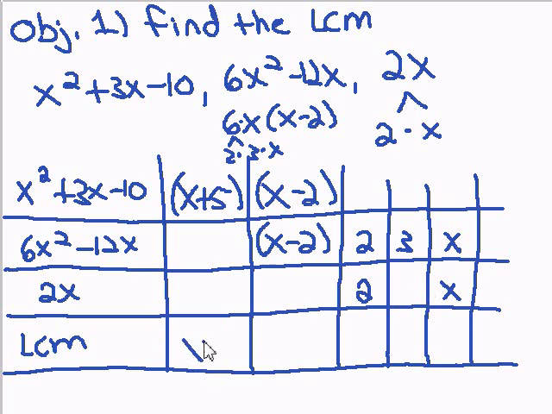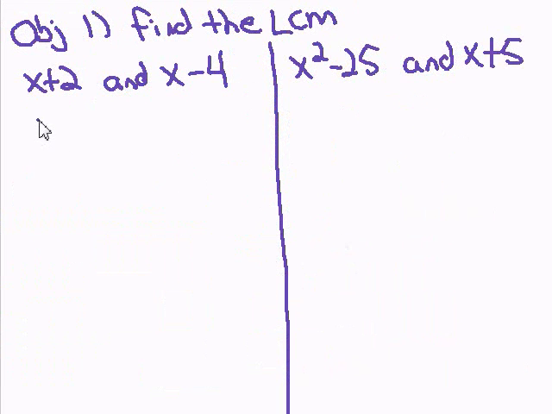Okay, let's write out all of our factors: x plus 5, x minus 2, 2, 3, and x. And there you have the least common multiple of the following 3 algebraic expressions. I'm going to have 3 more examples that show slightly different ideas. I would like you to work each one of these examples, pausing the video and pressing play when you're ready to see the answer. Alright, here are the 2 next examples.